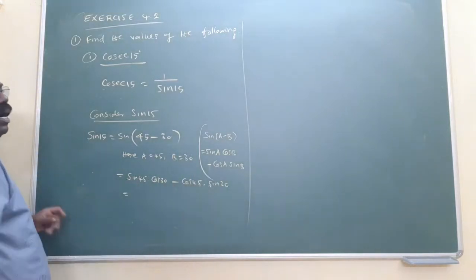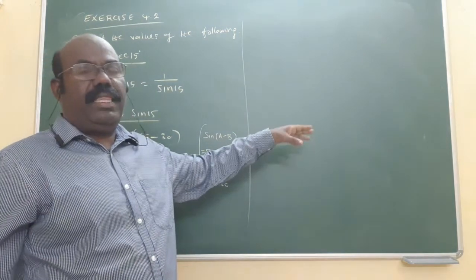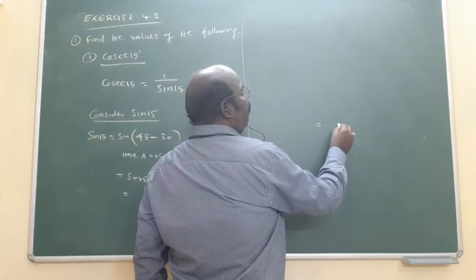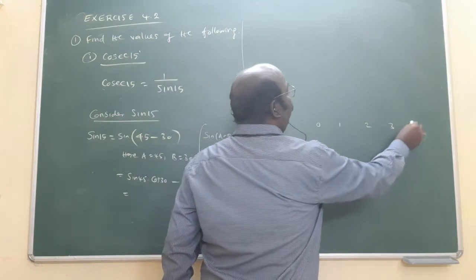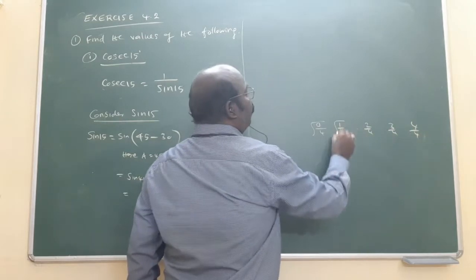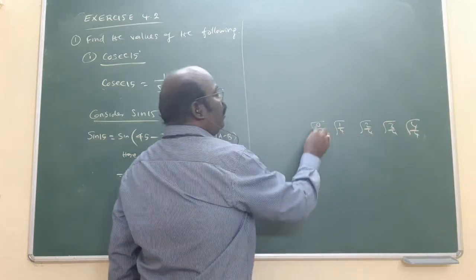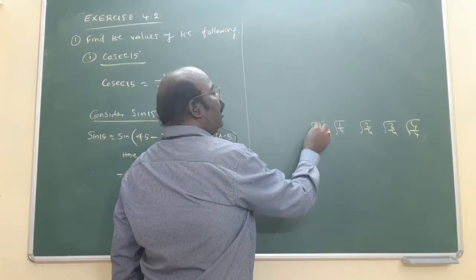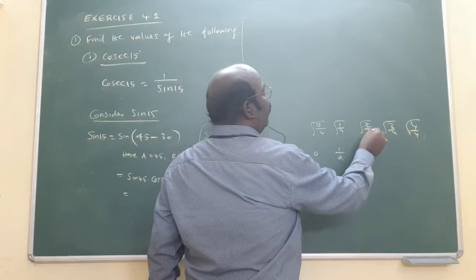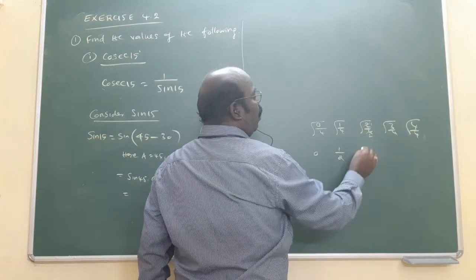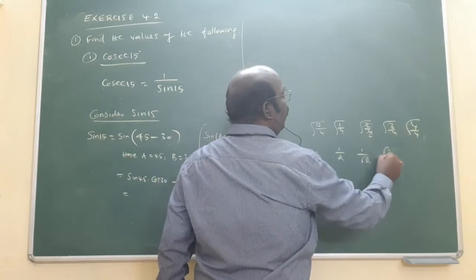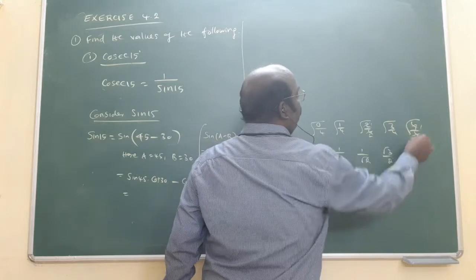Now you know the values from the table: 0 degree, 30 degree, 45 degree, 60 degree, 90 degree. What is the method to find them? Write 0, 1, 2, 3, 4, divided by 4, and take the square root. Root of 0 is 0, root of 1 is 1, root of 4 is 2. So we get 0, 1 by 2, 1 by root 2, root 3 by 2, 1. This is the sin value.